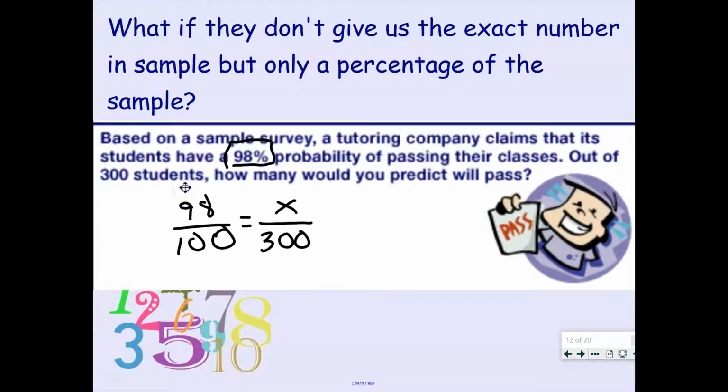So I can cross multiply and do that, or I can look for an easy relationship. Is there an easy relationship between 100 and 300? Yes, you times by 3. So I can go 98 times 3, and I can get 294 if I do that. And again, if that easy relationship thing does not make sense to you, just go ahead and cross multiply and you will still get the correct answer.